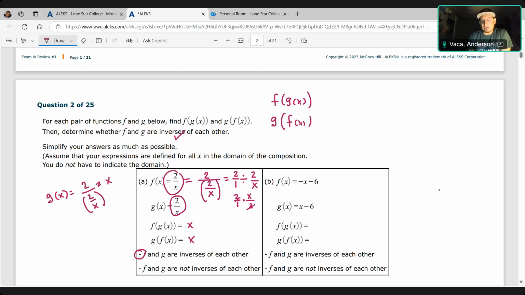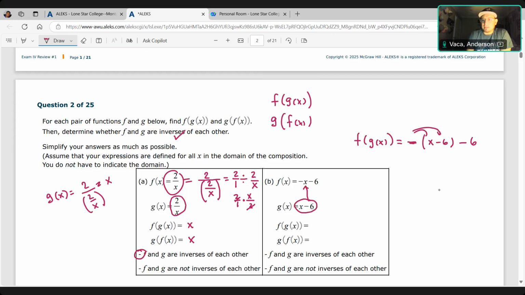Let's look at the second example here. Again, we're trying to do f of g of x. All of this is going to be replacing that variable x. So let me write that here. Again, we have that negative out front, and then we write what g is, x minus 6, minus 6.